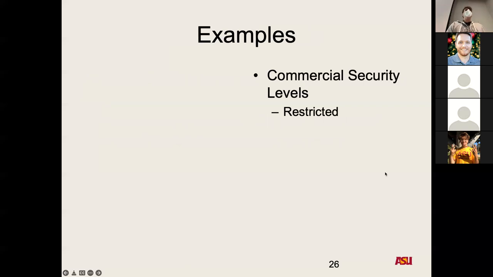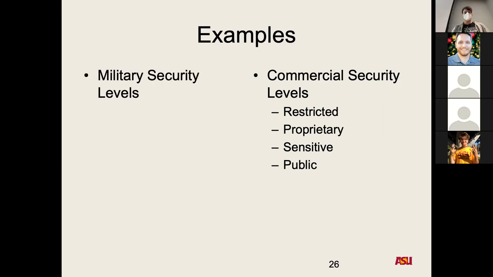Cool, so examples in the commercial space, which we didn't talk about, the levels would be like restricted, proprietary, sensitive, and public. And you can see that things move between them, just like we talked about for a company. So the company's earnings reports would probably be proprietary or restricted. And then as the day wears on, when they release their results, that would get translated into the public sphere.